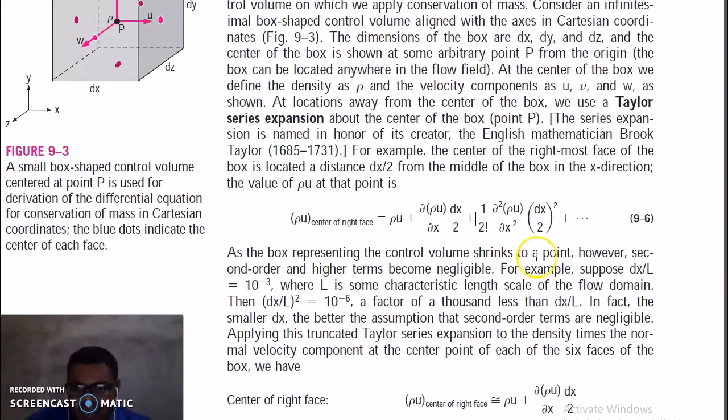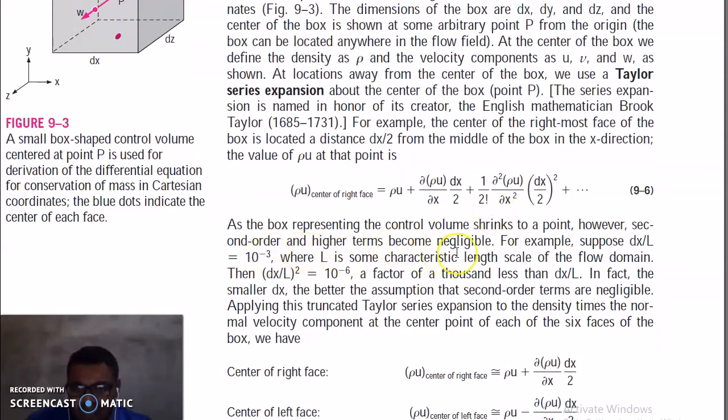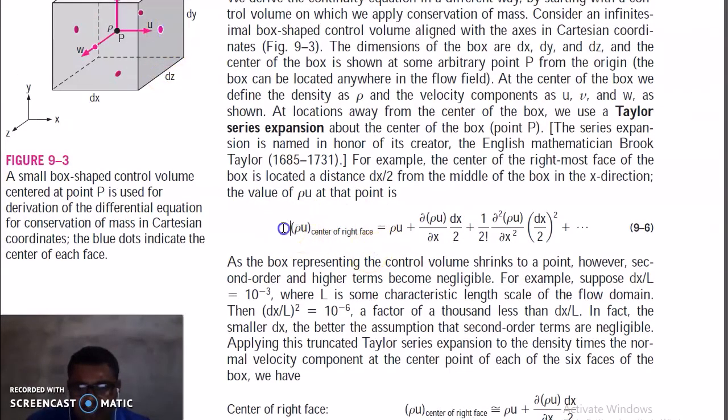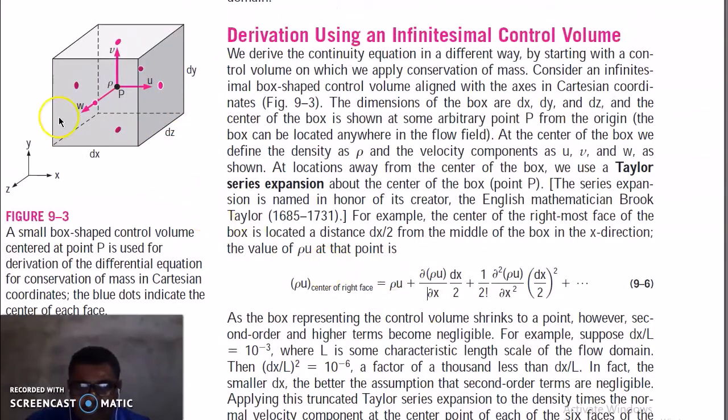Now, assume dx by l is of the order of 10 to the power minus 3, where l is some characteristic length scale of the flow domain. When you go to dx by l squared, it is 10 to the power minus 6, meaning if you square this term, it is almost 1000 times less than the previous one. So you can neglect this term as compared to the current term, because it will be very small. So we will consider only the first two terms. So this is at the center of the right face. We got this equation. The same you can derive for the left face center.